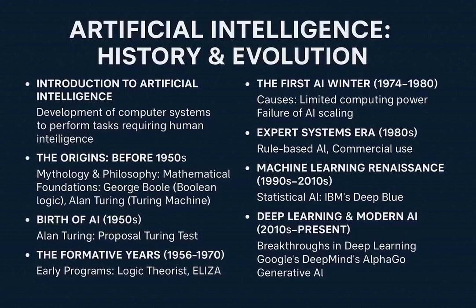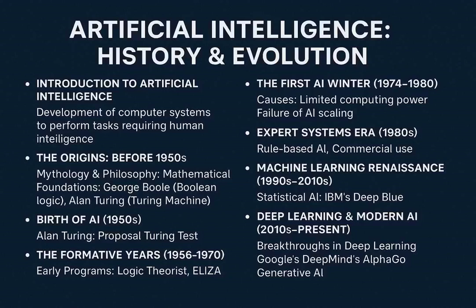4. The formative years, 1956 to 1970. Early programs. Logic Theorist, 1955, by Newell and Simon. ELIZA, 1966, an early natural language processing program by Joseph Weizenbaum. Optimism. Early AI systems were rule-based and showed promise in solving specific problems. Predictions were overly ambitious, machines matching human intelligence within a generation.